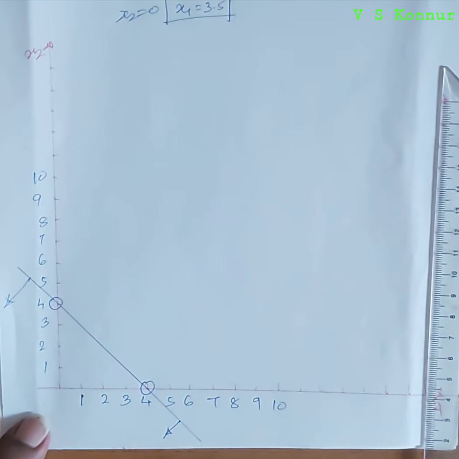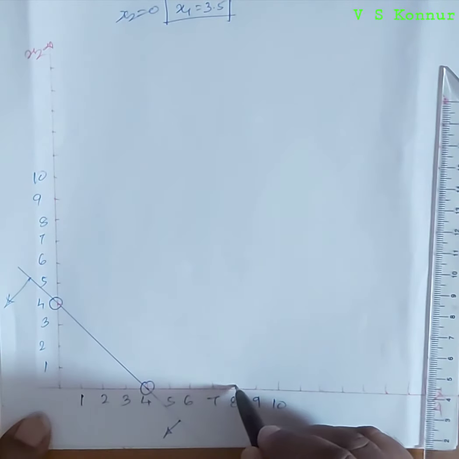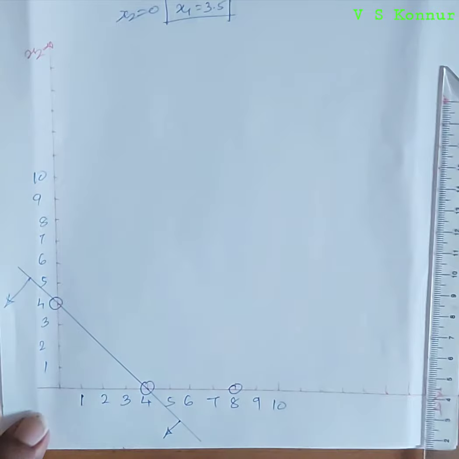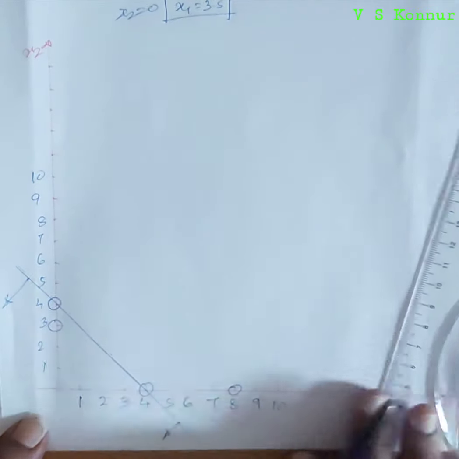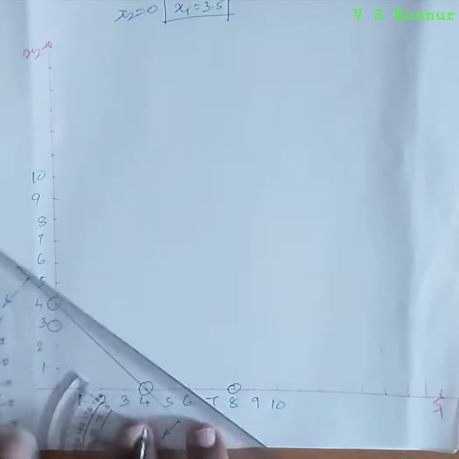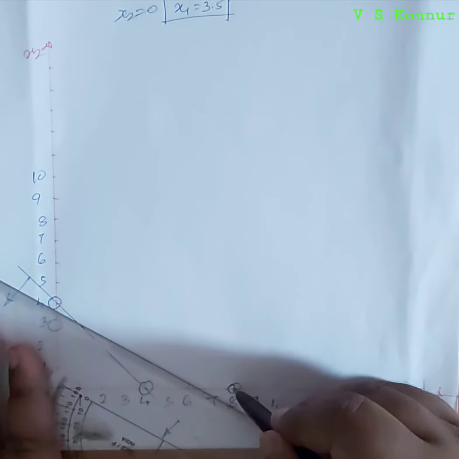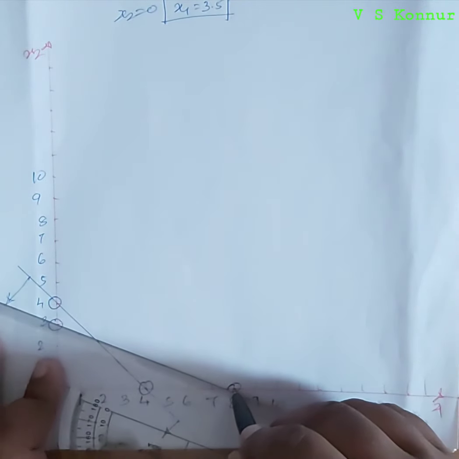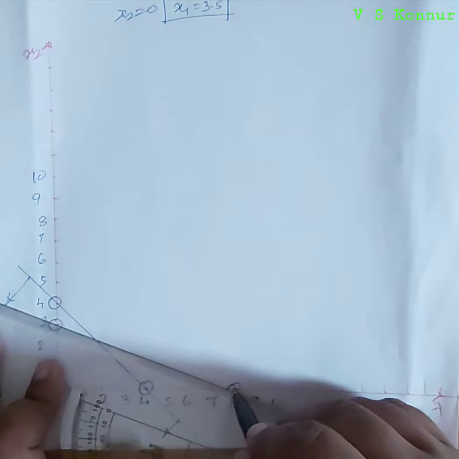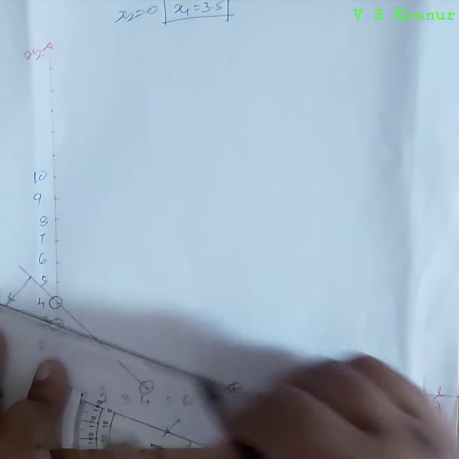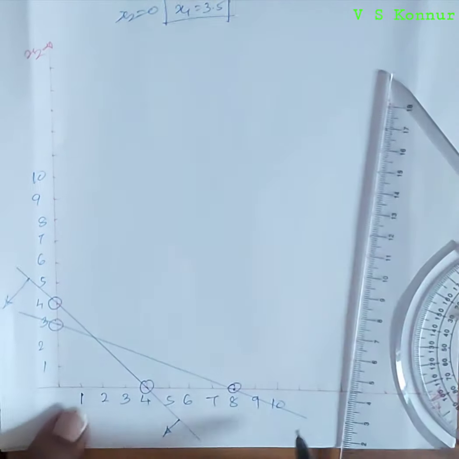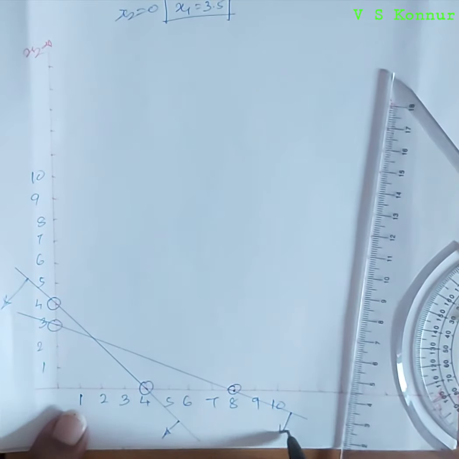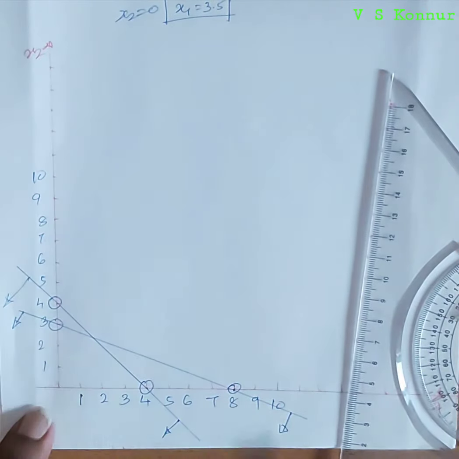Next line, x1 is equal to 8, x2 is equal to 3. So we'll draw one more line through 8 and 3. It also has a less than or equal to sign, so the arrow mark should be near to the origin.